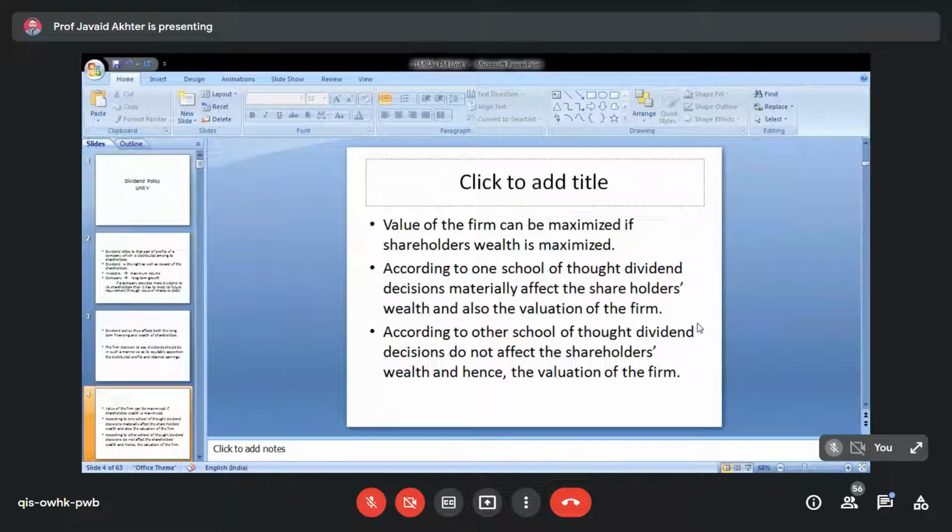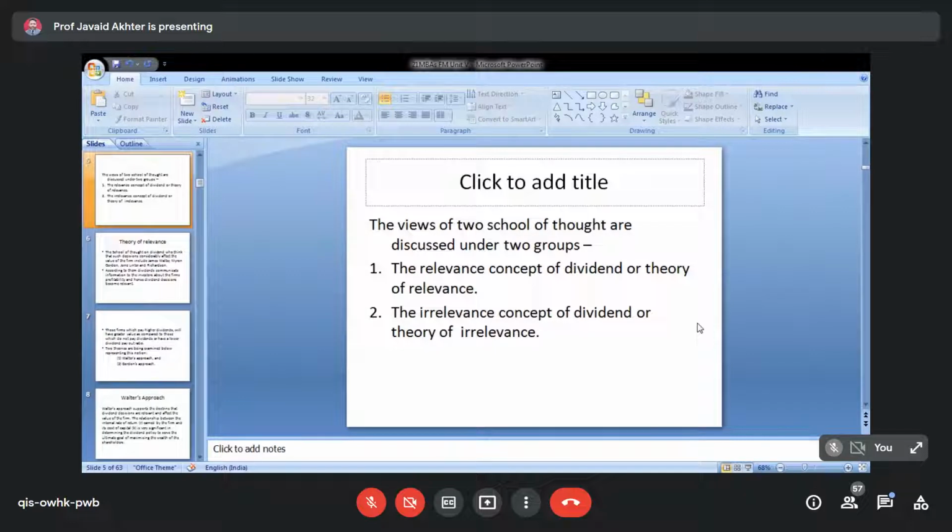Now, what I have explained to you briefly is written on the slide so that you are able to recall it properly. So value of a firm can be maximized if shareholders' wealth is maximized. These two small 3-4 lines are about the relevancy or otherwise. According to one school of thought, dividend decisions materially affect the shareholders' wealth. And naturally, if shareholders' wealth is affected, valuation of a company will also be affected. According to another school of thought, these are irrelevant. So we will see how these are relevant and how these are not relevant.